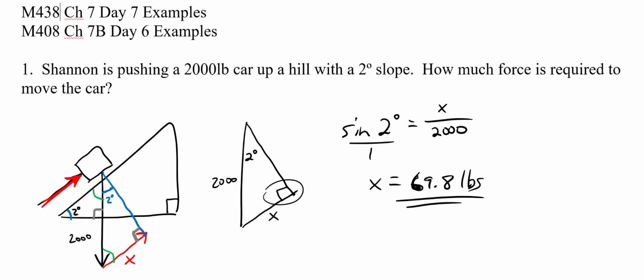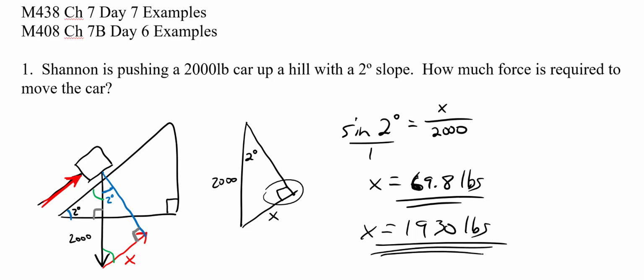All right, so here's the deal too. Let's say you messed up, and instead of putting the 2 degrees there, you put the 2 degrees down by the green, and you made that angle 88 degrees. Here's the deal. This number would be an enormous number. You would get something like x is equal to 1,930 pounds. Okay, so guys, you're smart kids. Think a little bit logically. If Shannon's pushing a 2,000-pound car up a hill with only a 2-degree slope, do you think she really has to push 1,930 pounds? Probably not.